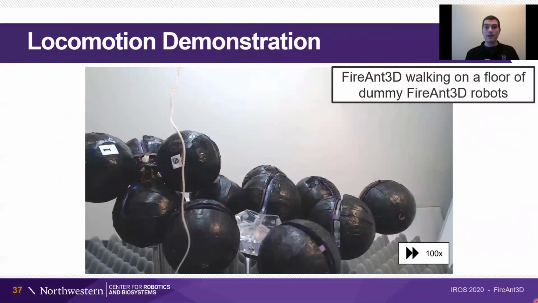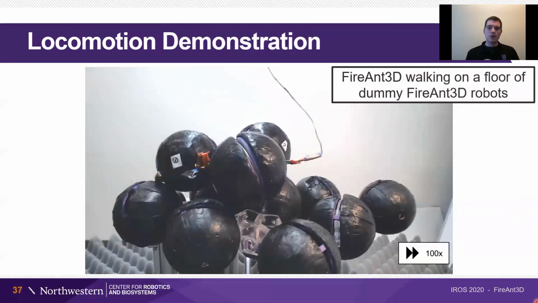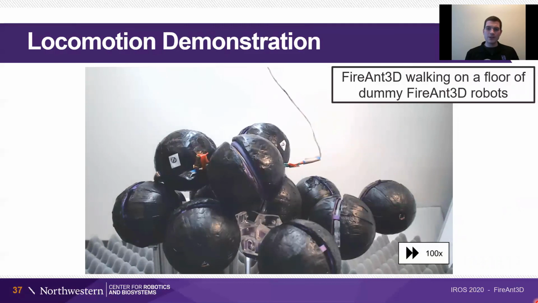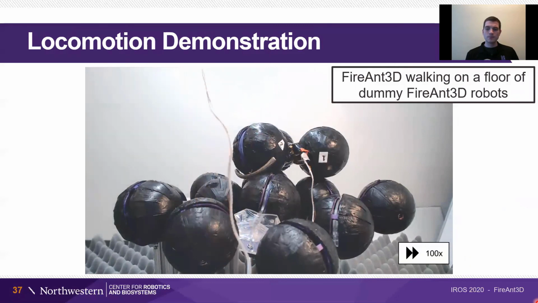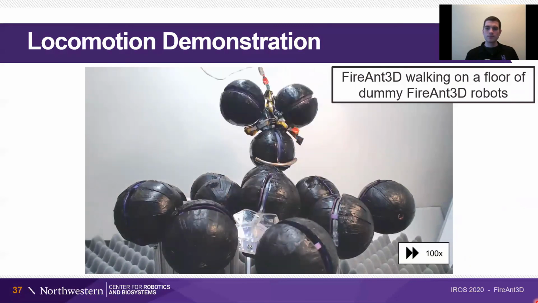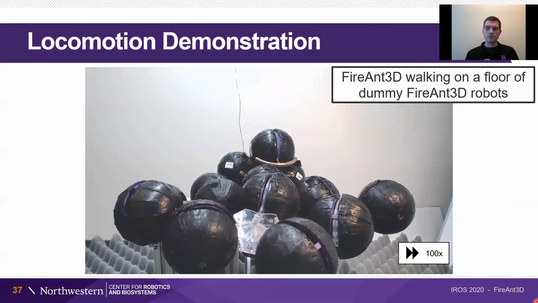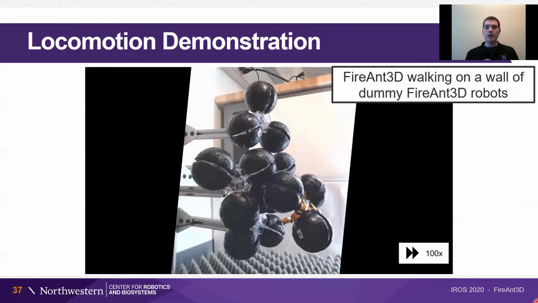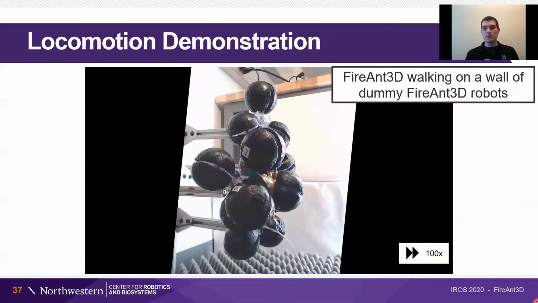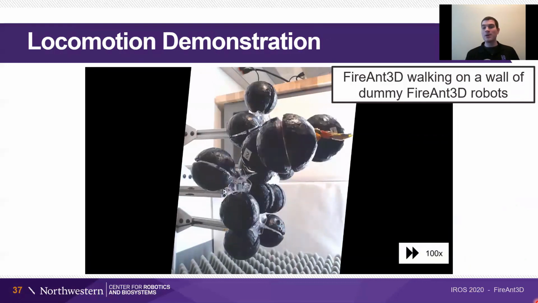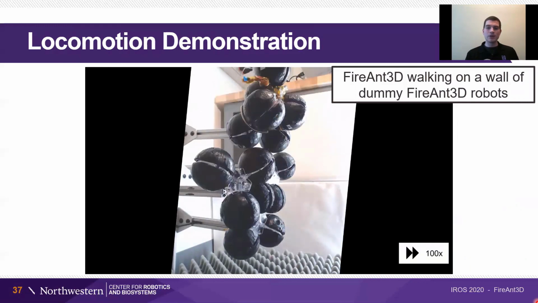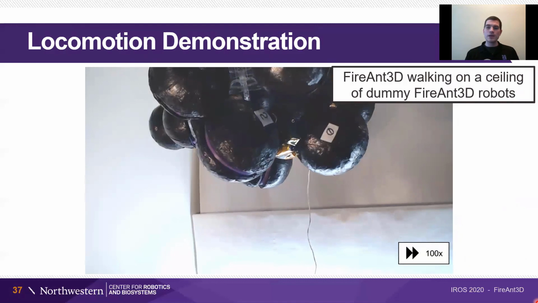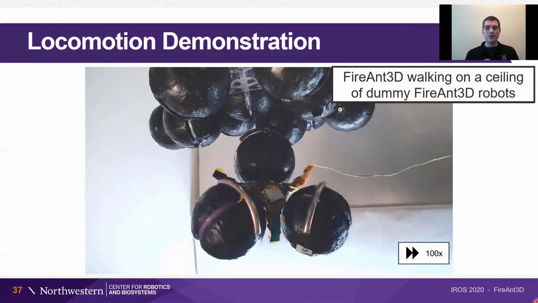And let's take a look at it in real life. Here is the robot walking on a floor of its peers. Here it is walking up a wall of its peers. The tether you see is simply for remote control. The robot does not make decisions on which direction it will move, instead relying on a human operator. And here it is walking on a ceiling of its peers.